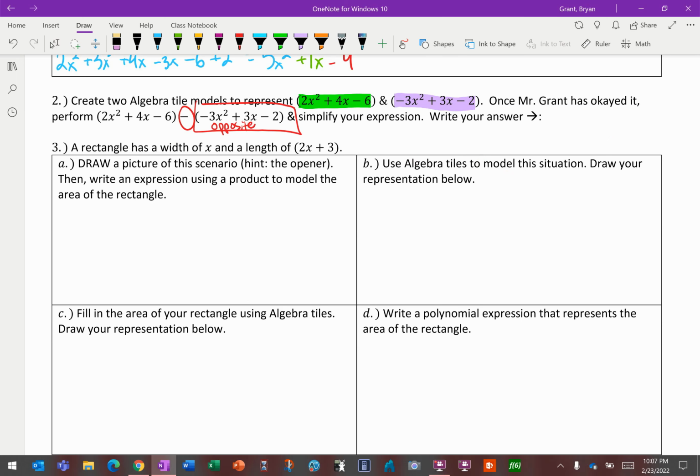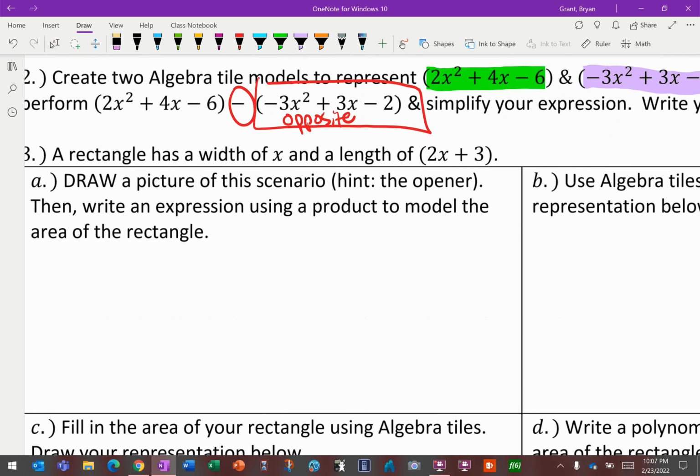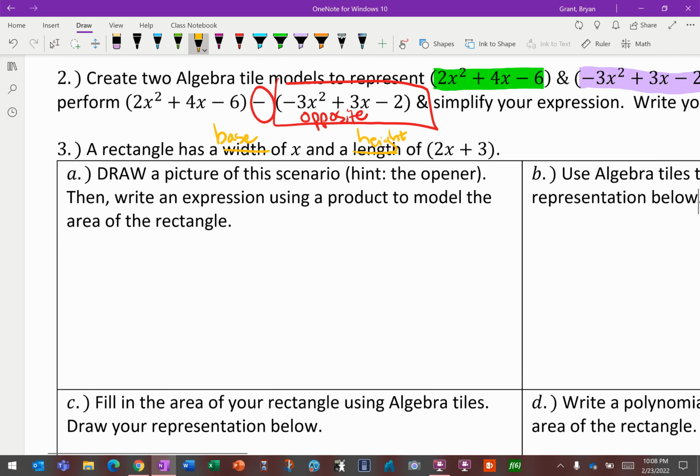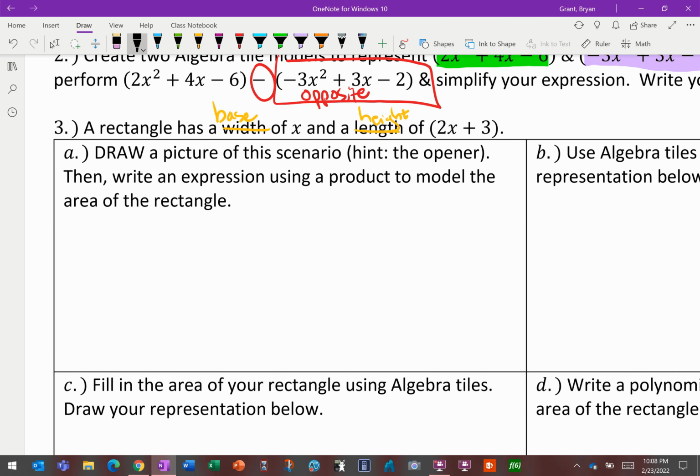And so instead of using width and length to describe the outside of a rectangle, I'm going to go ahead and change these to base and height. And you don't have to do that. It's going to mean the same thing. But what we're really going to do right now is we're going to draw a rectangle that has a base of x and a height of 2x plus 3. And we saw that before on the opener, but let's go ahead and take a peek.